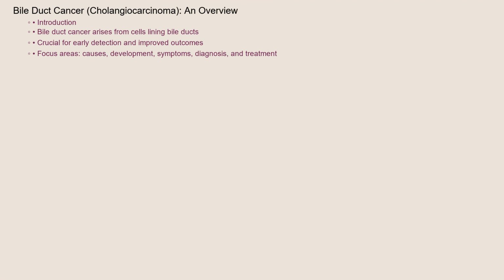Today we're focusing on a complex and often challenging cancer, bile duct cancer, also known as cholangiocarcinoma. This cancer arises from the cells lining the bile ducts, the tubes that carry bile from the liver to the gallbladder and small intestine. Understanding this disease is crucial for early detection and improved outcomes. We'll explore its causes, how it develops, its symptoms, diagnosis, and treatment options.